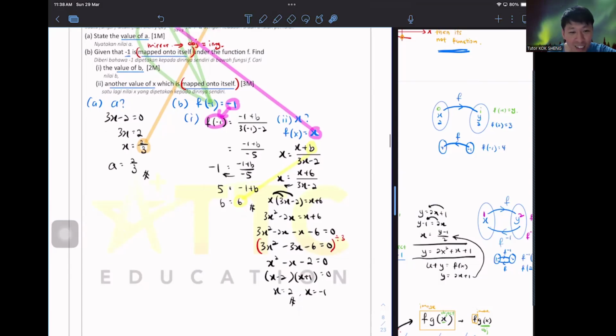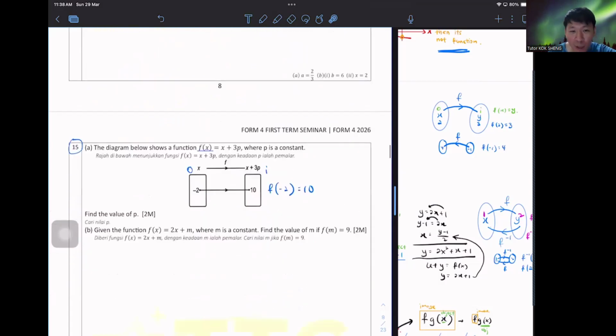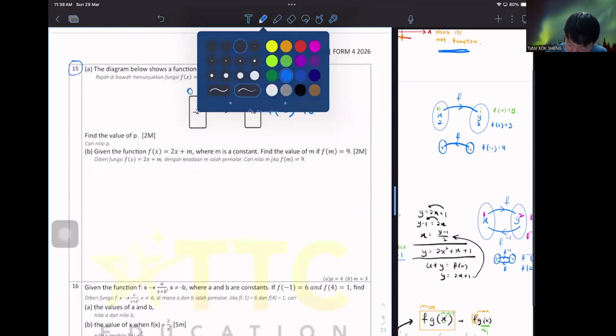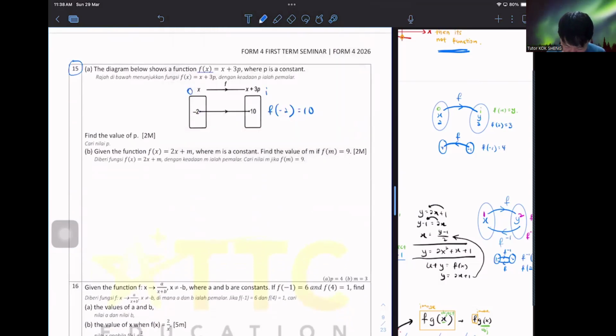Let's go, back to here. 15. Just now we got this info from the diagram. So the question here only asks for the p value. No other info, only object -2 and image 10. Substitute. So follow the info, right? -2 is the object, so substitute it in.